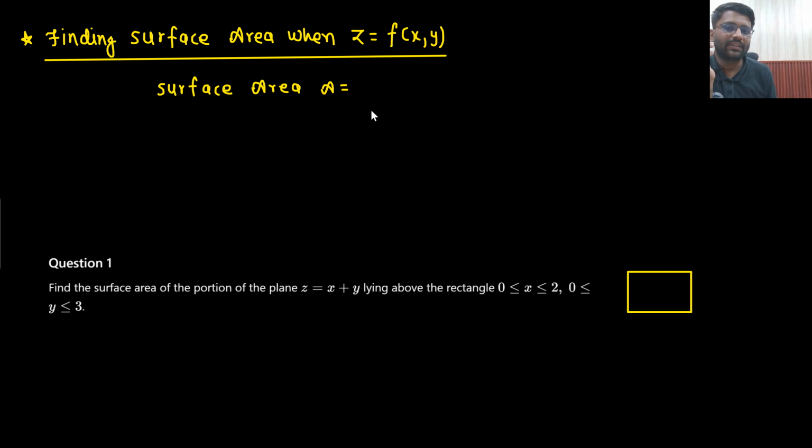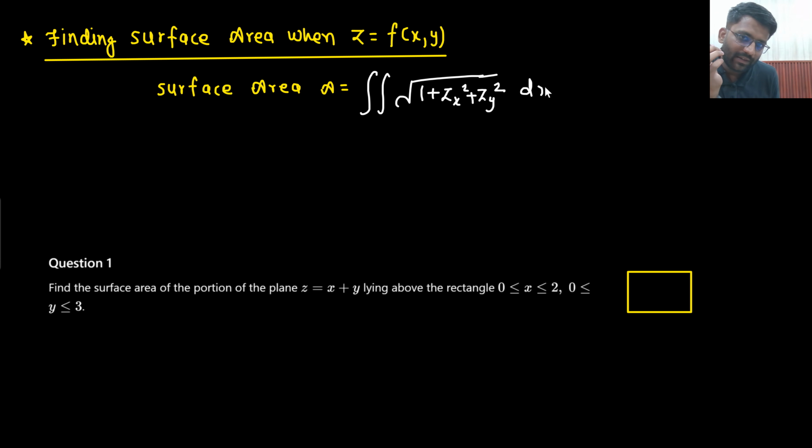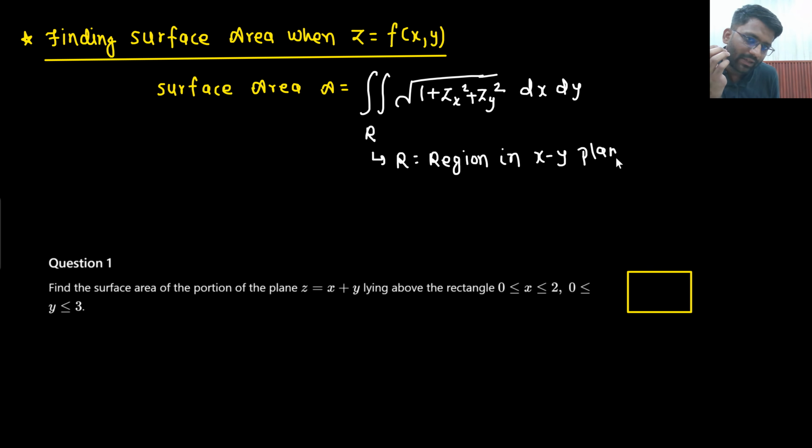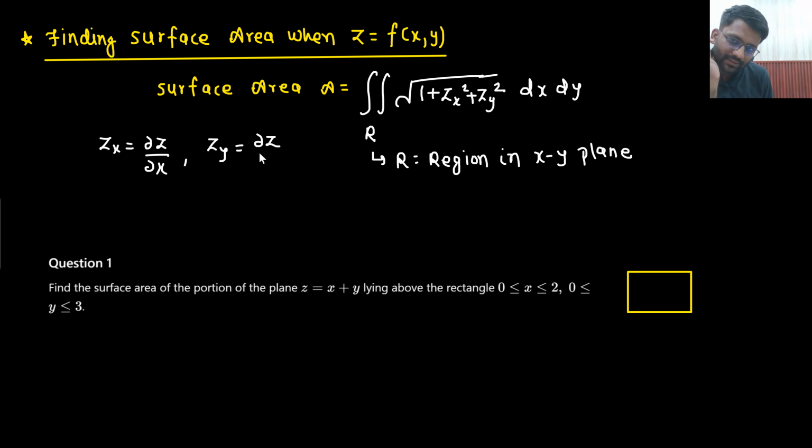So, sir, that curved surface area would be nothing but a double integration of under root 1 plus zx square plus zy square dx dy over the region R. What is this region R? This region R is the region in the xy plane. Sir, how this formula came, that I am not going to tell, but how to use this formula, that I am going to tell. And what is zx? Zx is del z by del x. And what is zy? Zy is nothing but del z by del y.